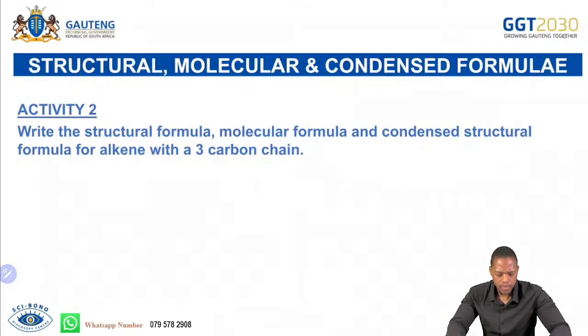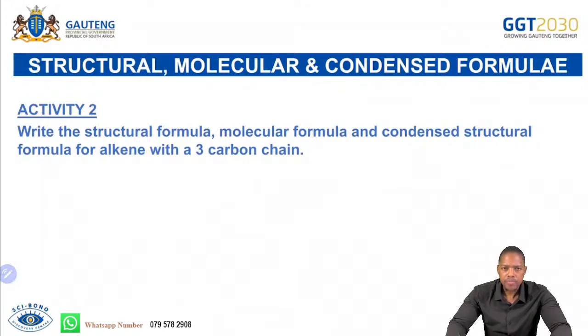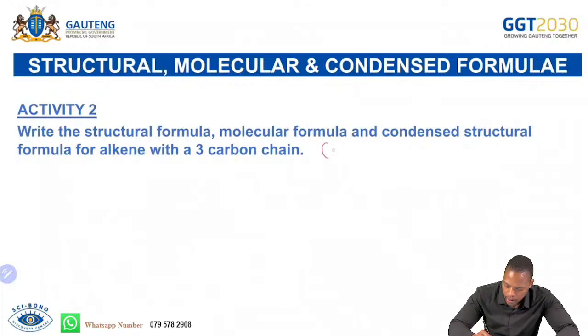All right. I hope you've tried this activity, and I hope we're winning. Let's check if you have done it correctly. They're saying write the structural formula, molecular formula and condensed structural formula for an alkene with a three carbon chain. So we know that 3, according to our new numbers, is prop.